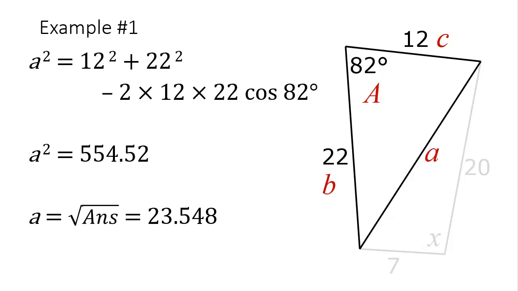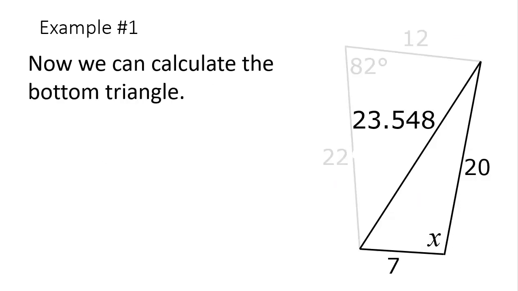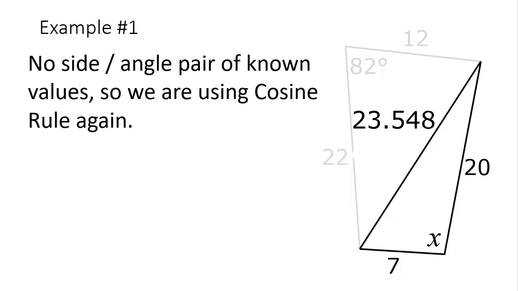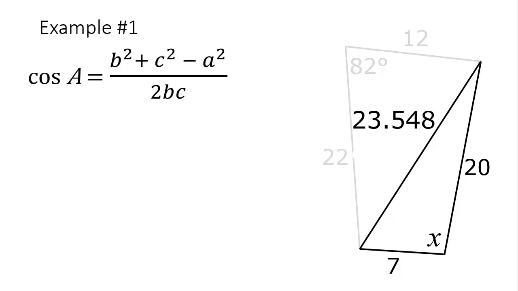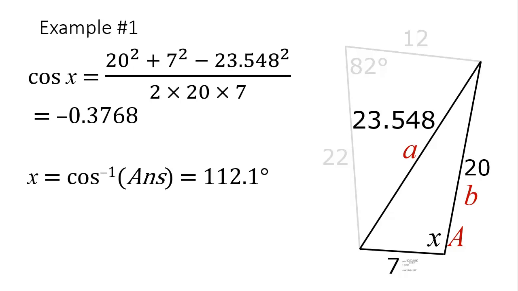Now that we've done that, we find that the bottom triangle now has sufficient pieces of information. 1, 2, 3 sides, we can solve it. So we will. No side angle pair, so we're going to use the cosine rule. And I want this angle at the bottom here, so that's going to be my angle A. Label the side opposite A, the other two B and C. And we calculate the value of the angle x, 112.1 degrees.